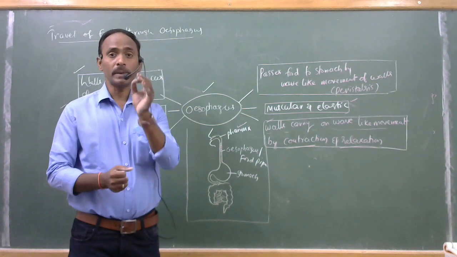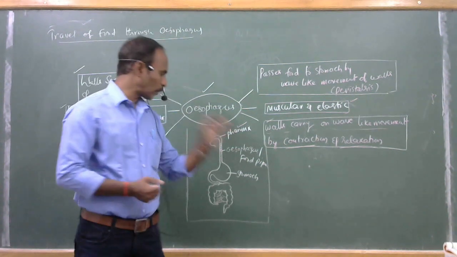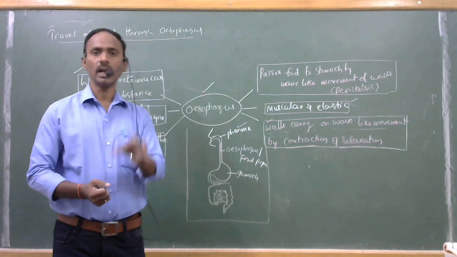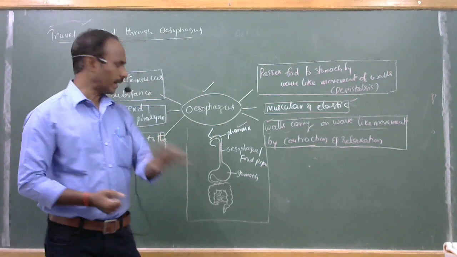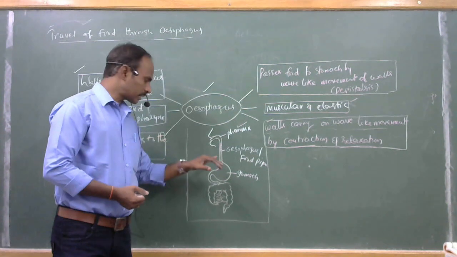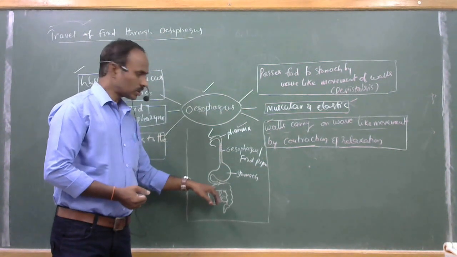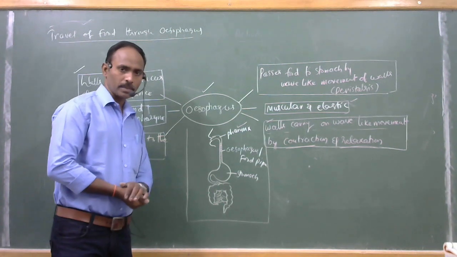There is 0% digestion in the esophagus. The esophagus, or food pipe, is the only channel to transport the food material from the pharynx to the stomach. The remaining process of digestion occurs in the stomach and small intestine. We will discuss the remaining activity later in the coming topic. Okay. Thank you.